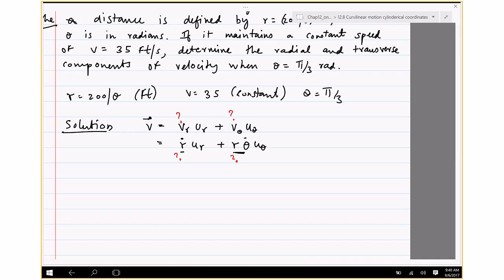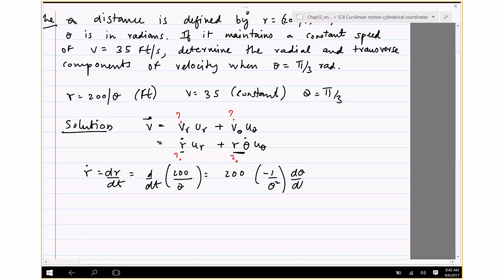Okay, so since we're given r, let's try to find what r dot is. So r dot is dr/dt. So it's going to be d/dt of r, which is 200 divided by theta. So 200 comes out. The derivative of 1 over theta is minus 1 divided by theta squared, right? Times d theta/dt. The derivative of 1 divided by x is minus, so you have to do x raised to minus 1 and then take the derivative of that.